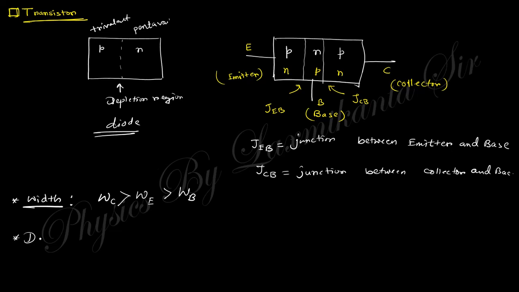In terms of doping concentration, you can see this order will be: the doping concentration of the emitter is larger than the doping concentration of the collector, which is larger than the doping concentration of the base.